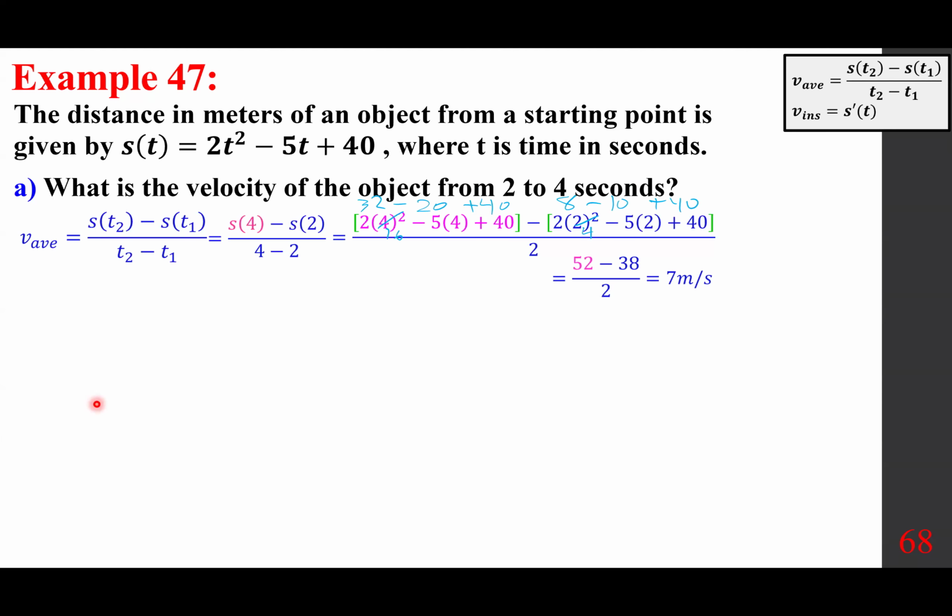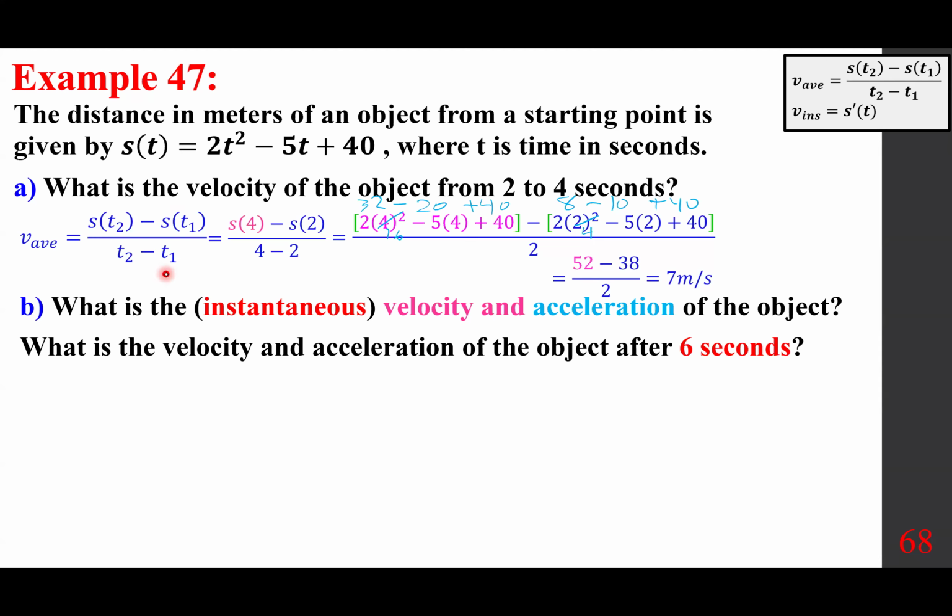And the units of the numerator over the units of the denominator. What is the instantaneous velocity and acceleration of the object after 6 seconds? Instantaneous velocity means differentiate. So we differentiate and we get 4t minus 5. So V instantaneous is S prime, 4t minus 5, and you replace the t with 6 seconds because they said so. 4 times 6, 24, minus 5, 19 meters per second.